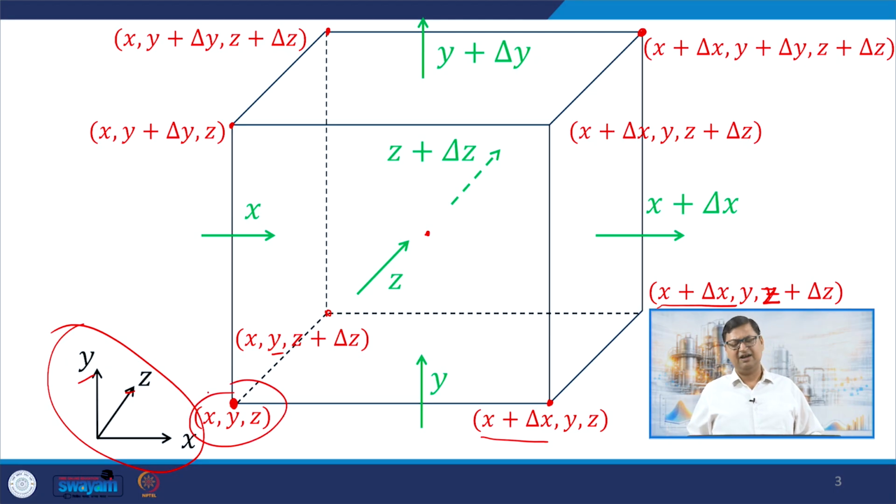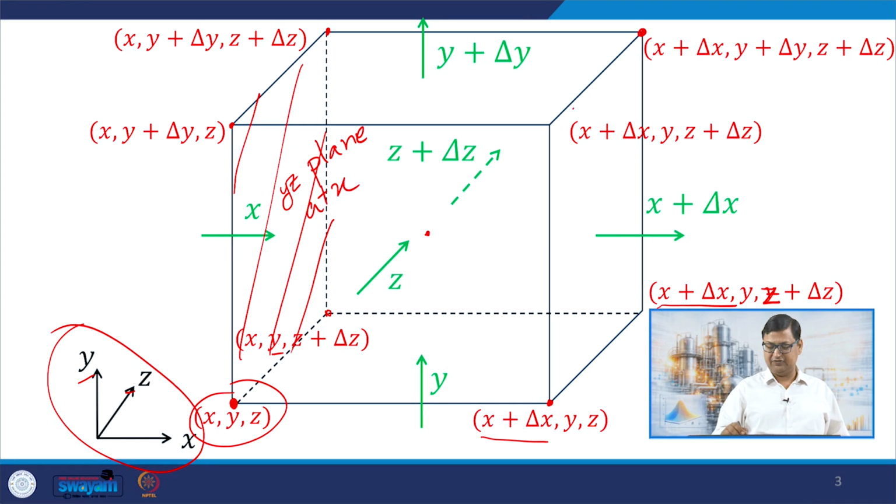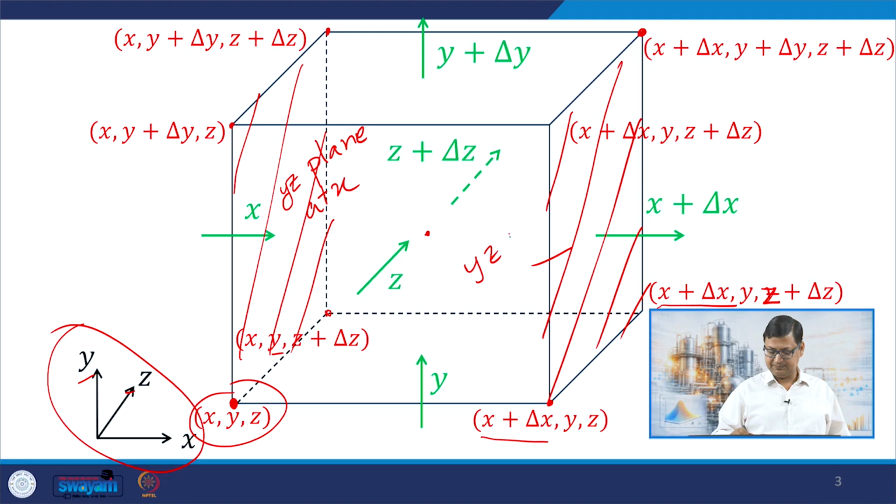So, we can have the coordinates prescribed for all the corners, and once we do that, we can see this control volume as consisting of 6 faces, right. One of the faces, for example, is this one, that is a YZ plane at x, and then we have an opposite face here, that is again a YZ plane at x plus delta x, right.